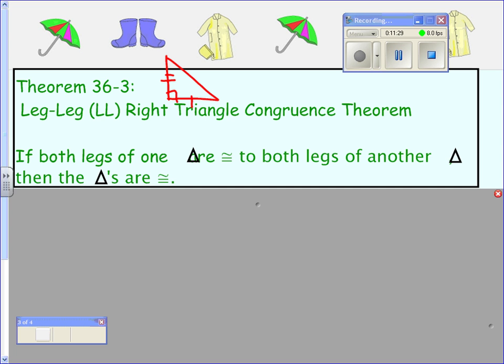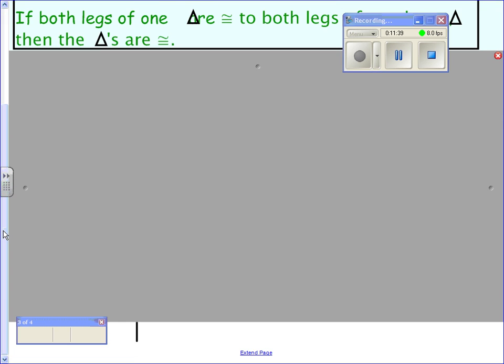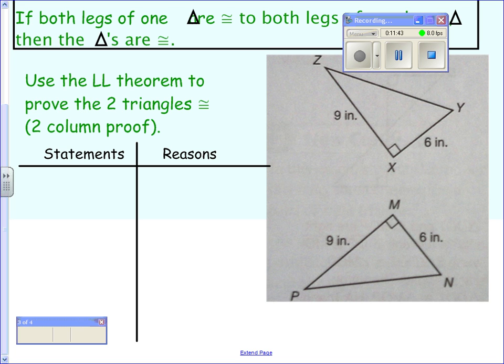What does this look like? Side angle side. But are we going to use side angle side? Because it is a right triangle. Does that make sense? I want you to use the leg-leg theorem to prove the two triangles congruent. See if you can make your own two-column proof to prove the two triangles are congruent.